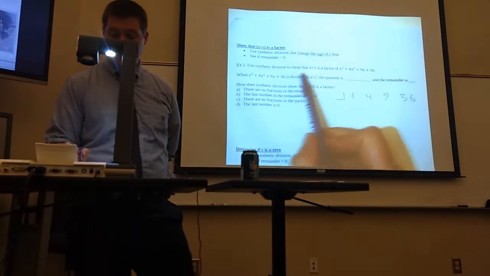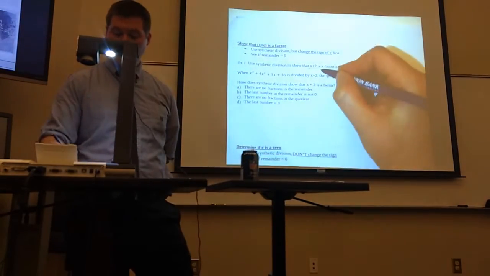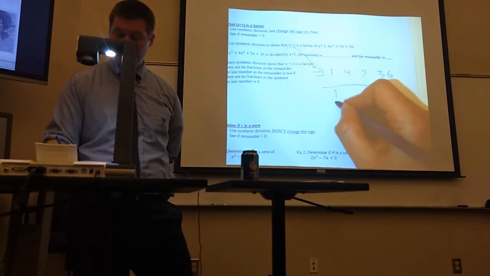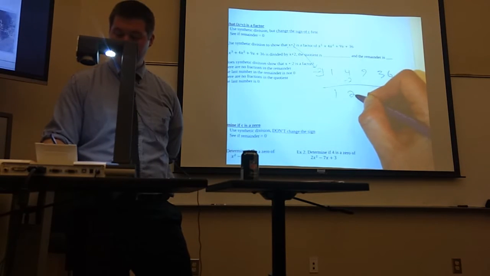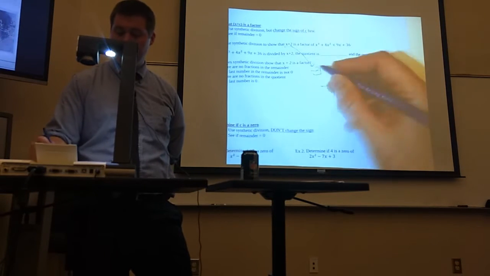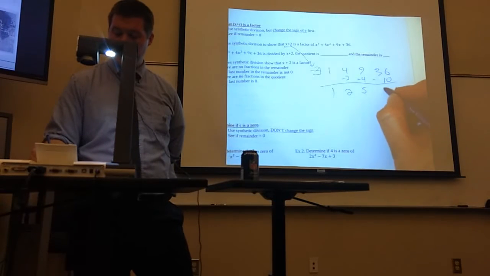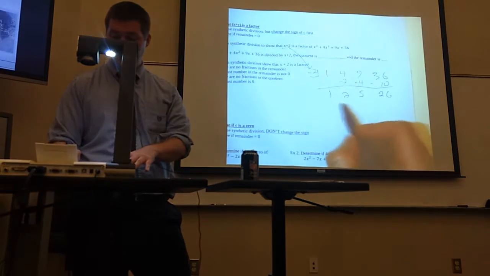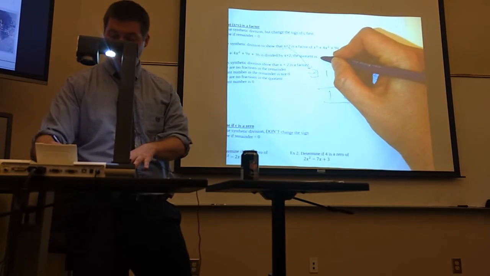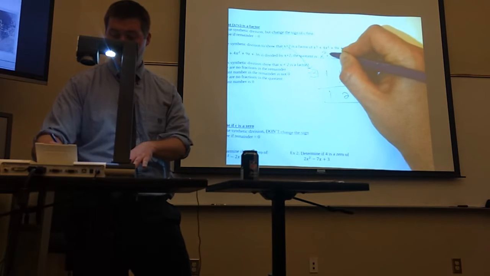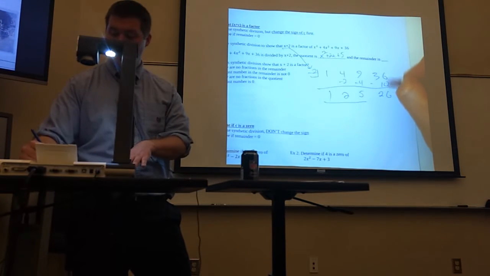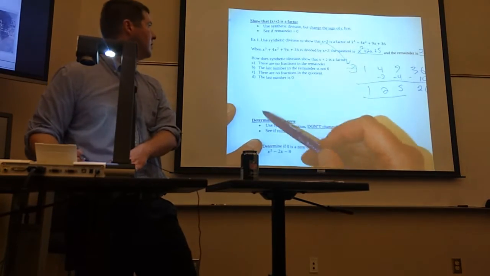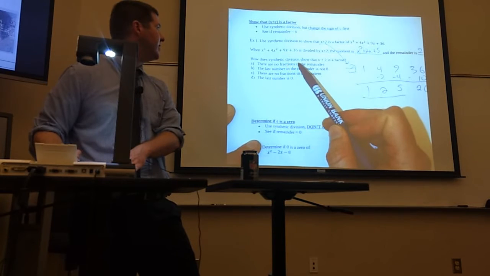So they actually gave us the factor x plus 2, so we do need to change that sign to a negative 2. And I get a 26. So the way we would write this answer, the quotient is these three, the 1x squared plus 2x plus 5. The remainder is that 26. And then this part, how does synthetic division show that x plus 2 is a factor?